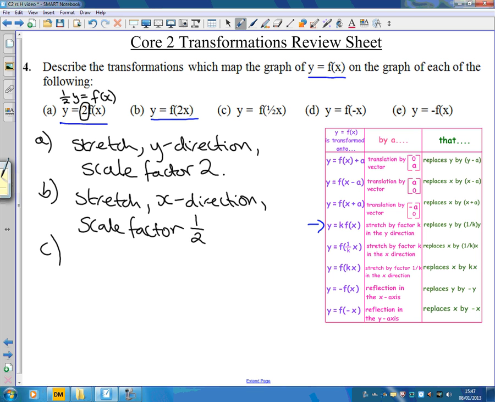What about C? Well, having a look at C here again. Again, x has been replaced. This time, it's been replaced by a half x. So we're multiplying by a number, so we're still in our stretches. It's the x which has changed, so that means it's in the x direction. And so our scale factor in this case is going to be 2. So remember, it's a half, flips over to become 2. That's the reciprocal.